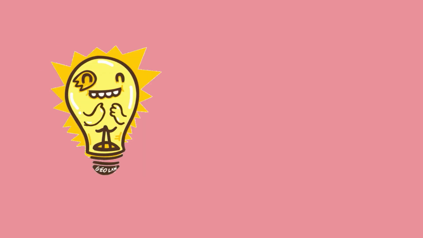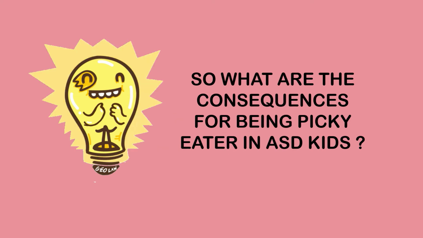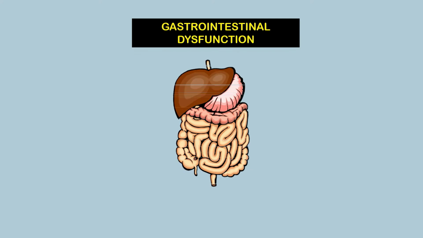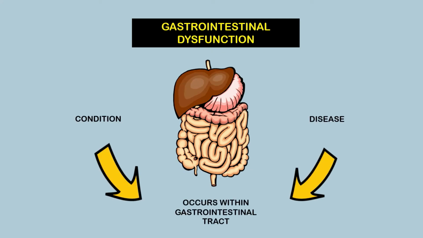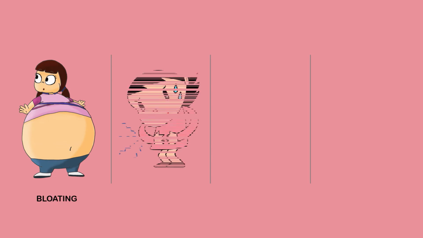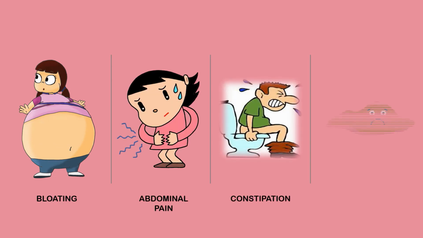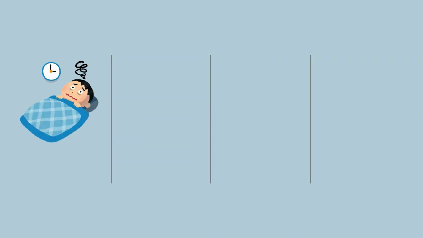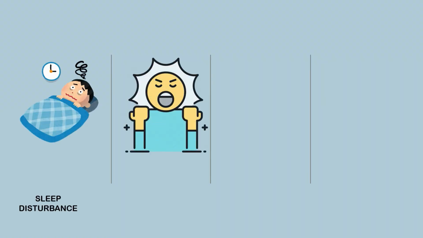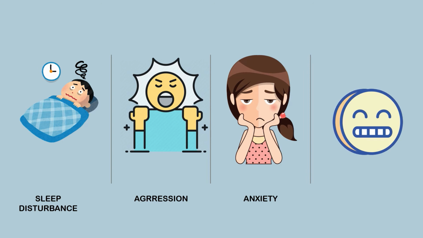So, what are the consequences of being picky eaters in ASD kids? Gastrointestinal dysfunction is the term used to refer to any condition or disease that occurs within the gastrointestinal tract. GI dysfunction can cause signs and symptoms of bloating, abdominal pain, constipation, and diarrhea. GI dysfunction can affect ASD kids with sleep disturbance, aggression, anxiety, and grimacing to express their discomfort.